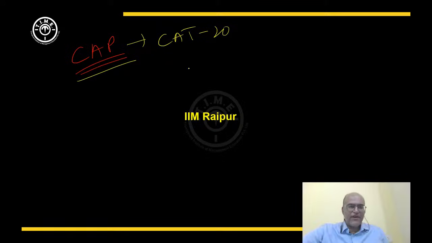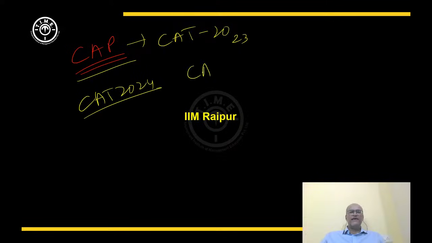So till CAT 23, IIM Raipur was along with the other IIMs as part of CAP. So CAT 23, they continued. But in CAT 2024, IIM Raipur said, we will not be part of CAP. We will be carrying out the admission process on our own. That was a big development last year.